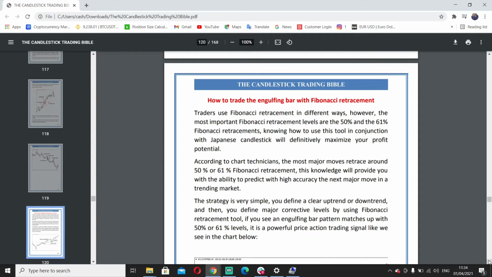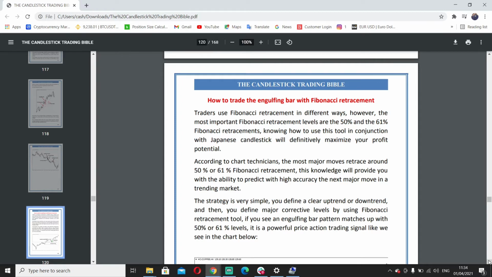According to chart technicians, most major moves retrace around the 50 or 61% Fibonacci retracement. This knowledge will provide you with the ability to predict with high accuracy the next major move in a trending market. The strategy is very simple.